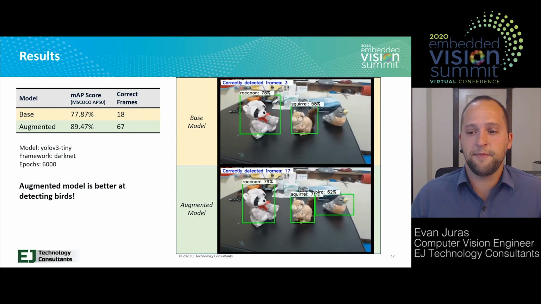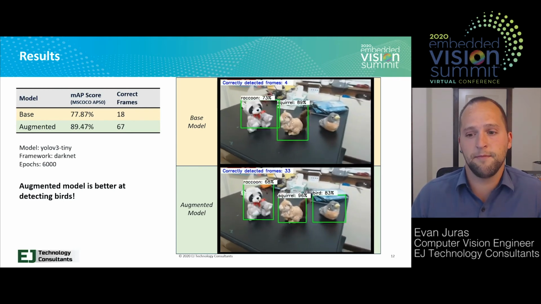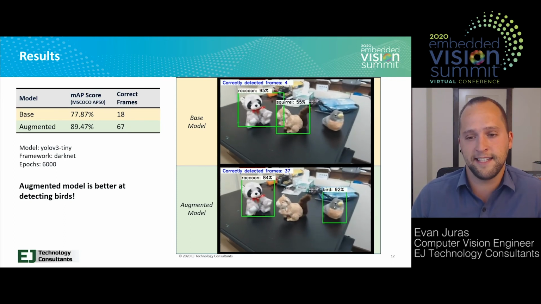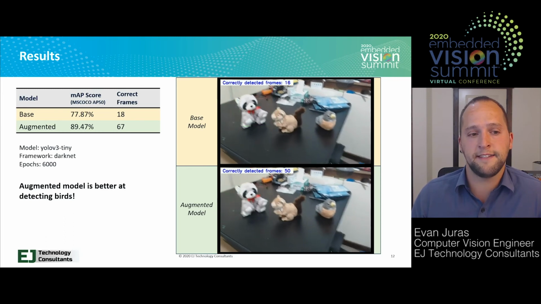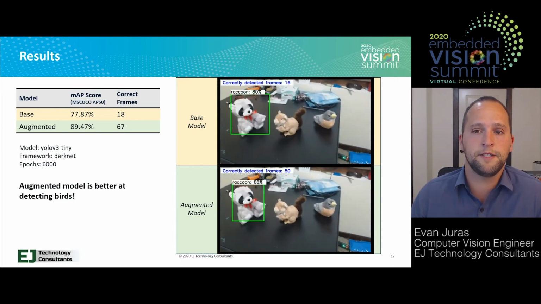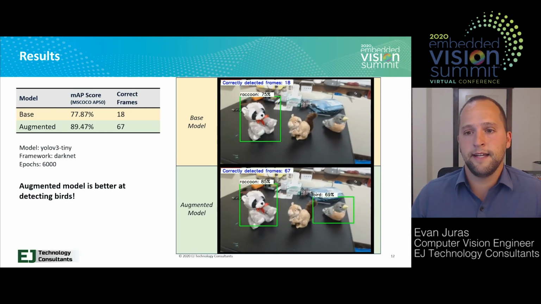So if you squint a little bit and watch both videos, you can see that the one on the bottom, which is the augmented model, does do a little bit better at detecting the birds. It's not perfect. I still only have 30 images per class, and this is a YOLO v3 tiny model, which is a more lightweight model and a little bit less accurate. But in general, you can see that the augmented model does do better at detecting birds.